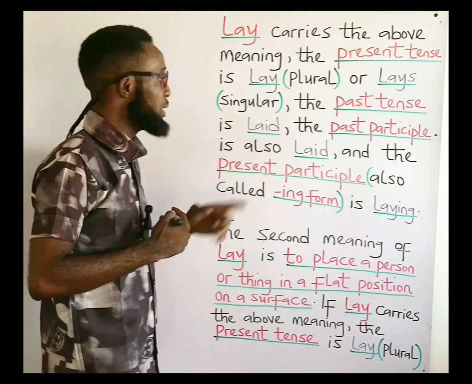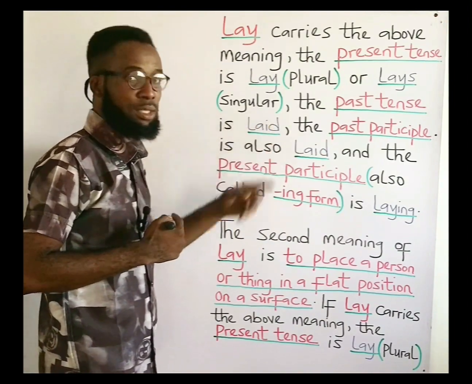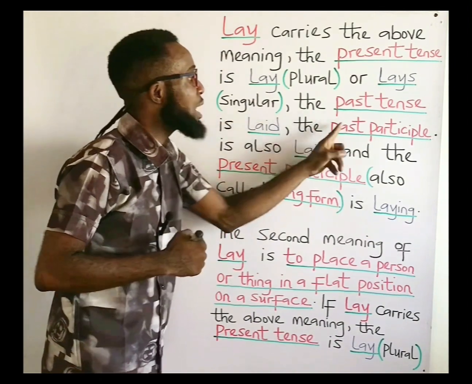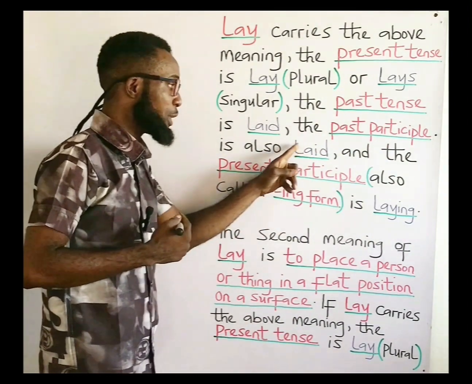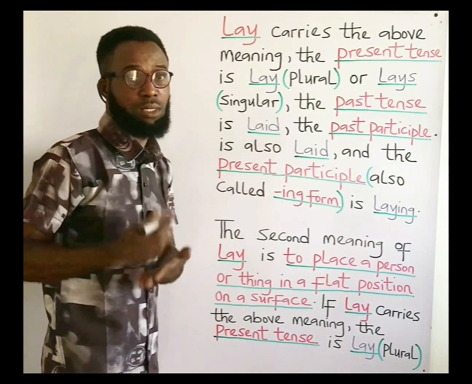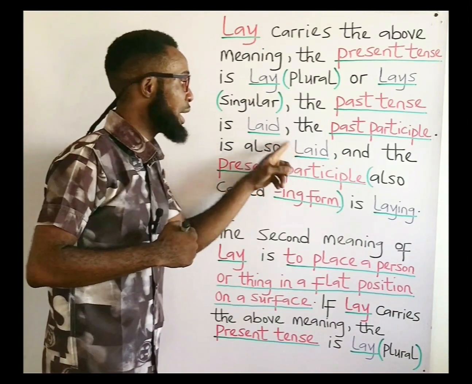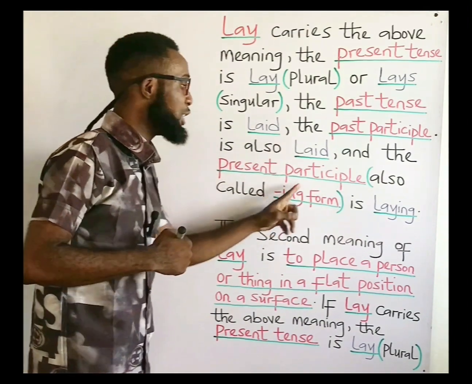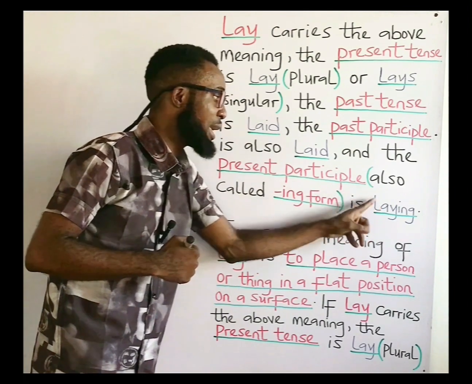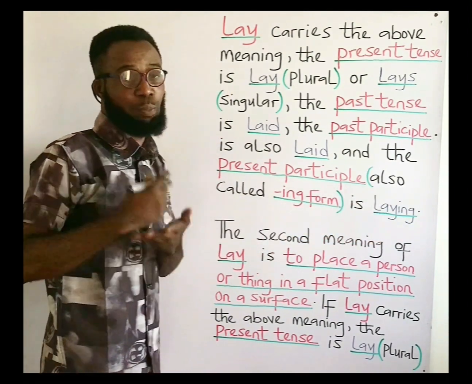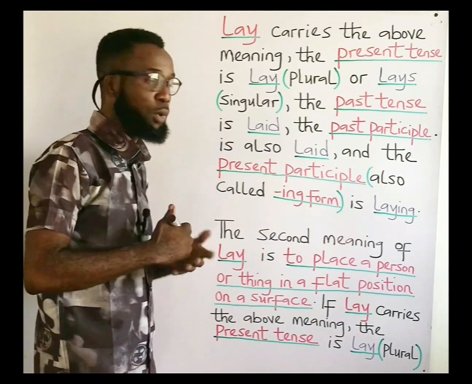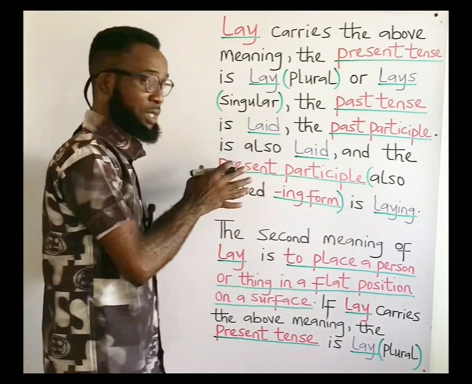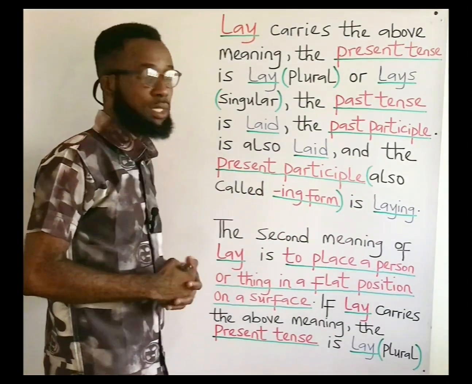The past tense is laid, spelled L-A-I-D. The past participle is also laid, spelled L-A-I-D. And the present participle, also called the ing form, is laying, spelled L-A-Y-I-N-G. Please take note of this. It is important.